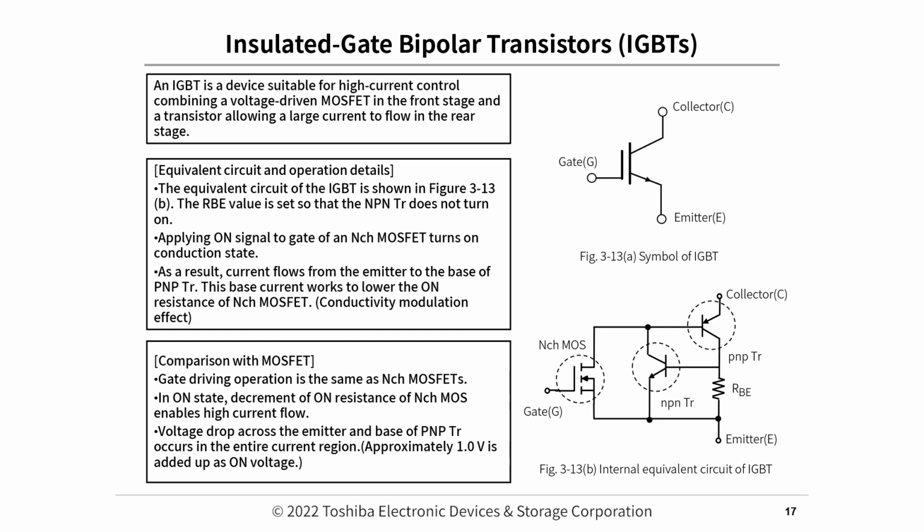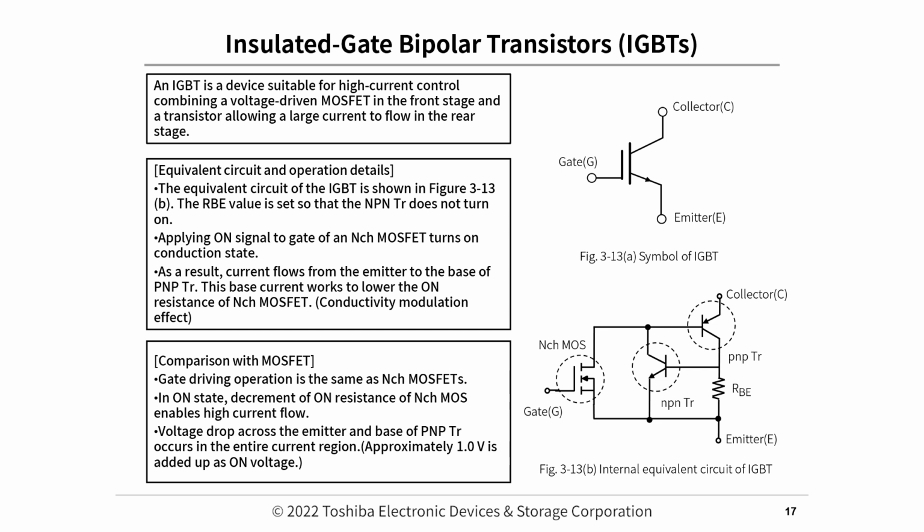The equivalent circuit of the IGBT is shown in figure 3-13b. The RBE value is set so that the NPN transistor does not turn on. Applying an on signal to the gate of an N-channel MOSFET turns on the conduction state. As a result, current flows from the emitter to the base of the PNP transistor. This base current works to lower the on resistance of the N-channel MOSFET.